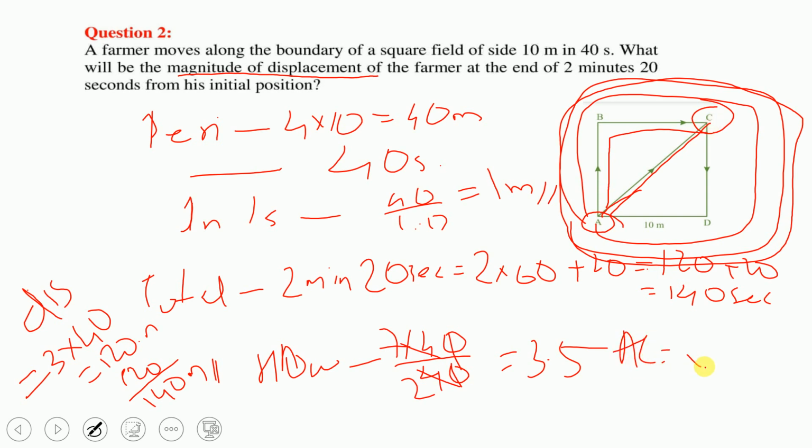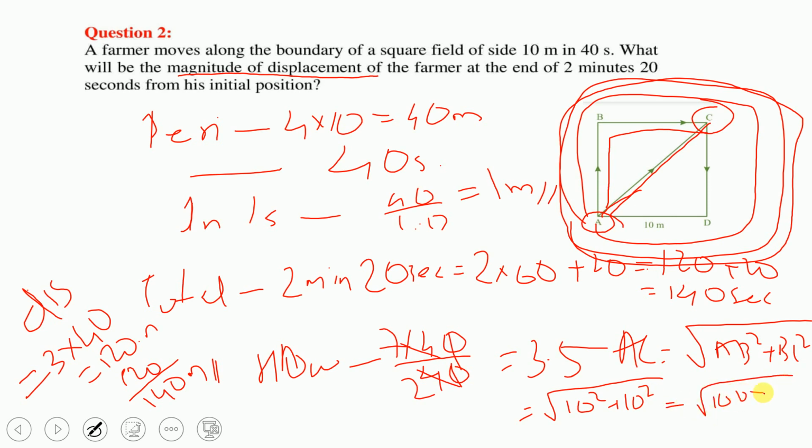Now we can find AC by Pythagoras theorem. It is the root of AB square plus BC square, which is equal to root of 10 square plus 10 square, which is root of 100 plus 100, which is root of 2 into 100. Now the root of 100 is 10, so we can write it as 10 root 2, correct? That's all. Understand?